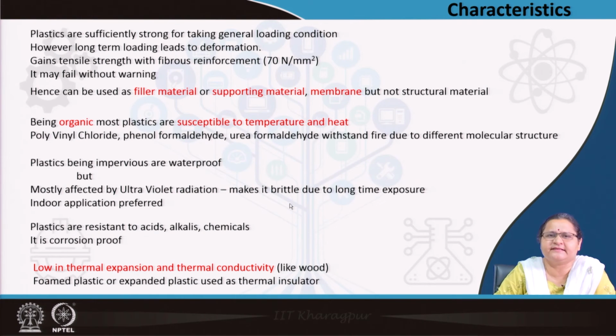Now, plastics are resistant to acids, alkalis, chemicals and even corrosion proof, and as I had already discussed, plastics have low thermal expansion and thermal conductivity. It resembles wood, and foamed plastic and expanded plastic are used as thermal insulators. We have covered that while we discussed thermal insulation.